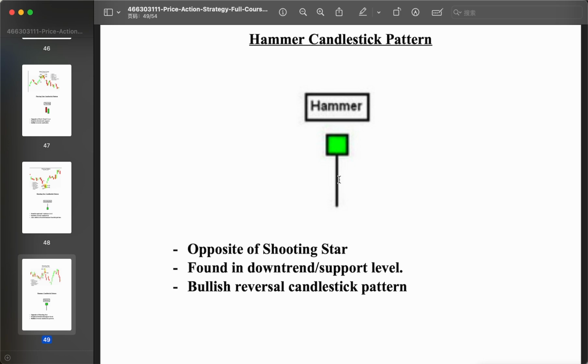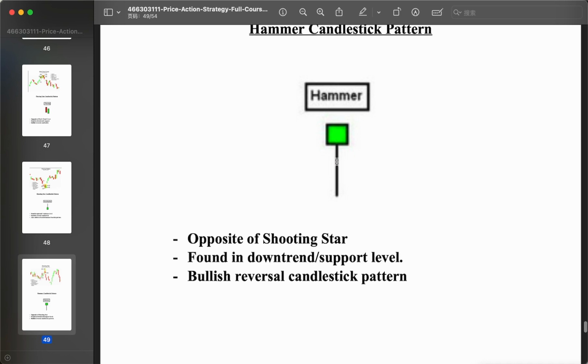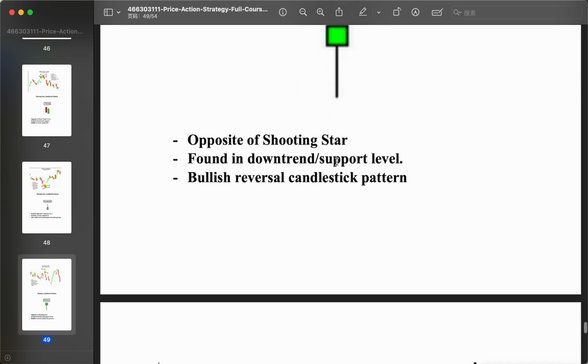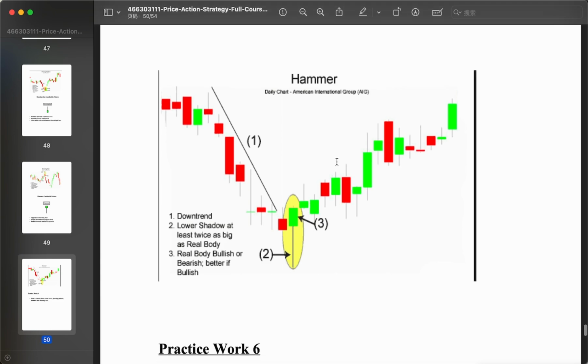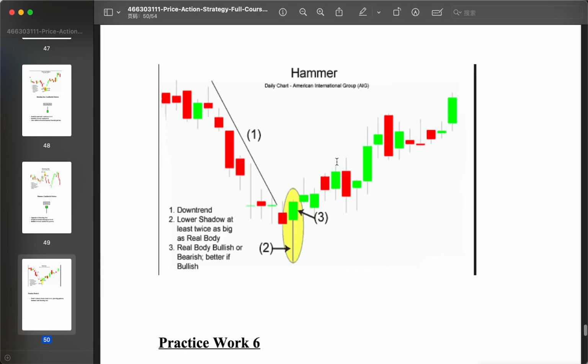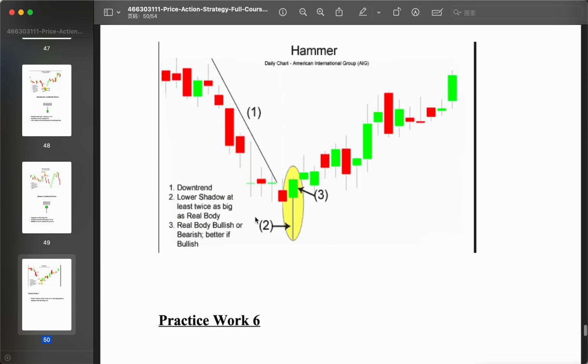That means the market doesn't have volume during this shadow line. Okay, you don't see price hitting those areas multiple times. That's why this is a reversal signal. So you see this is a downtrend, the number one area. The second area is the lower shadow, at least twice as big as the real body.